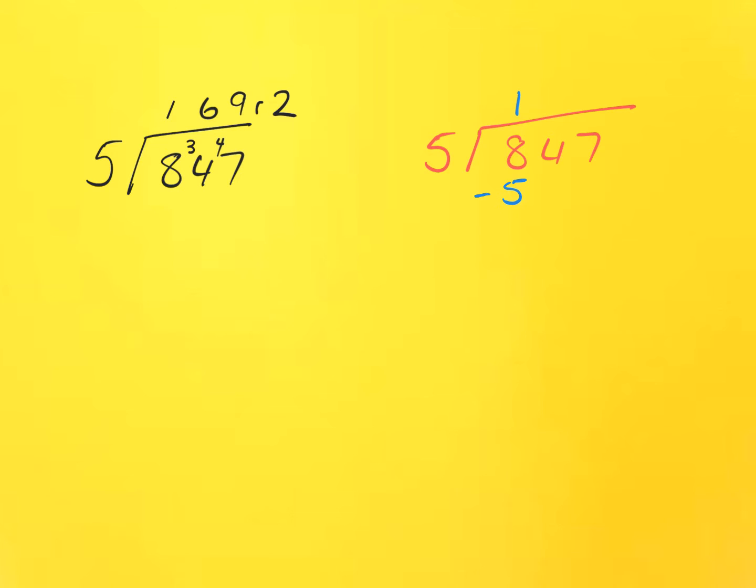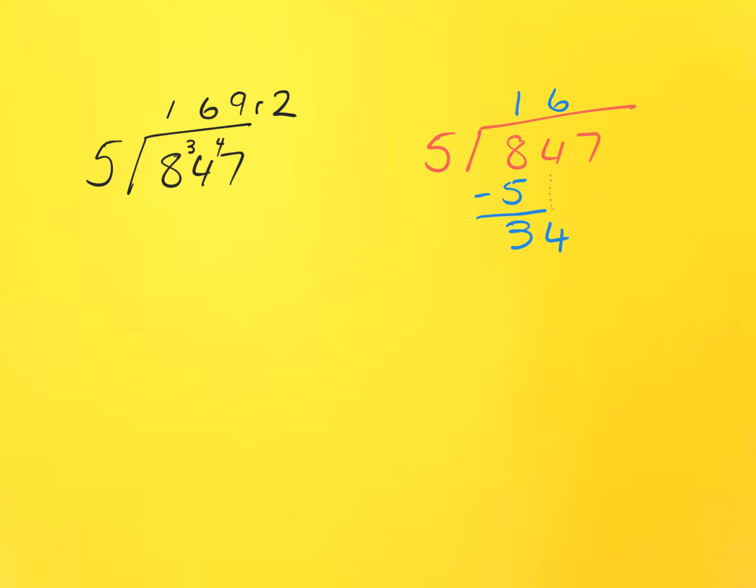And now we're going to actually subtract 5 from 8. And that gives us the 3 over here. The next step is to bring down this 4. And we put it over there. We now say, how many times does 5 actually go into 34? Well, it goes in 6 times. So I'll write the 6 up at the top.